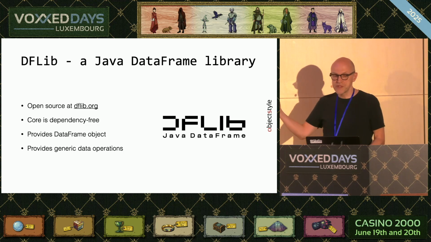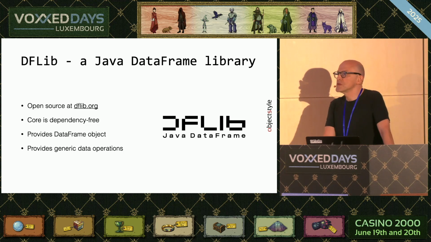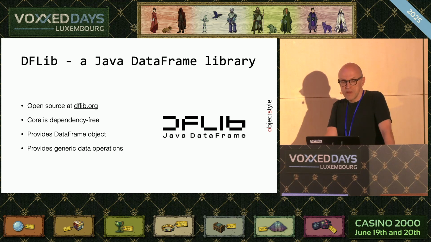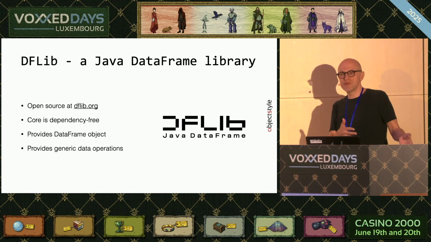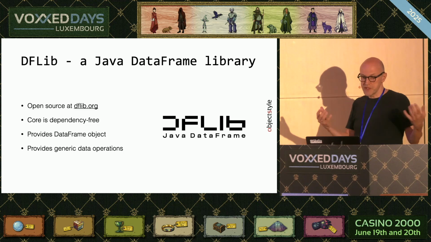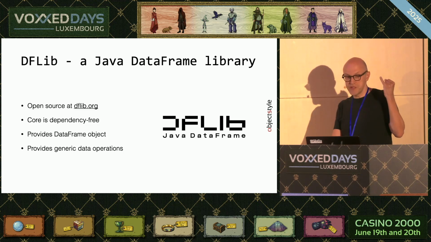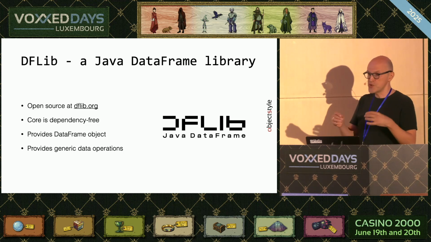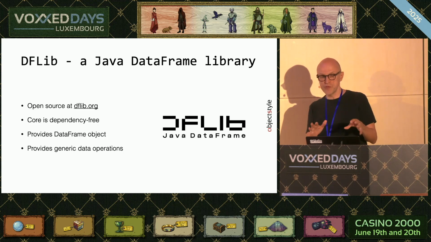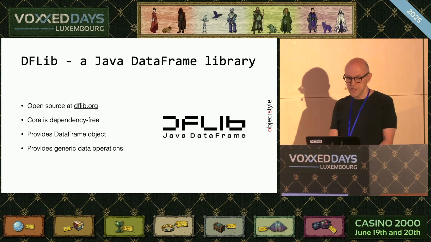So this is the library that I'm going to show you in a second, dflib, which stands, of course, for data frame library, and it's very lightweight. Its core is dependency free. So it's just another data structure in your application, just like a list or whatever, and that data structure is the data frame. Everything just goes around the data frame and a bunch of different operations. And we're going to show you some of those operations in a demo.